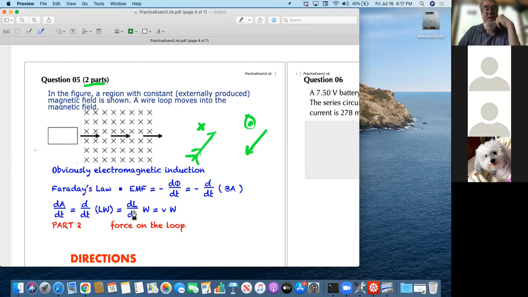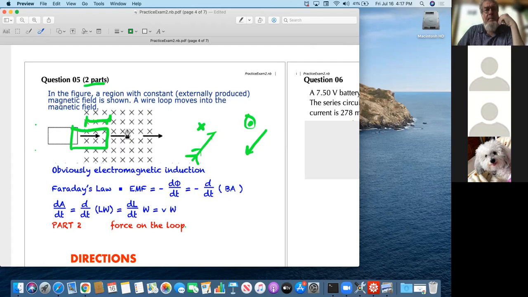The length is changing. If this has come in part way, then this length would be L. And this distance would be W. So W isn't changing, but dL/dt is exactly the velocity of the whole loop.